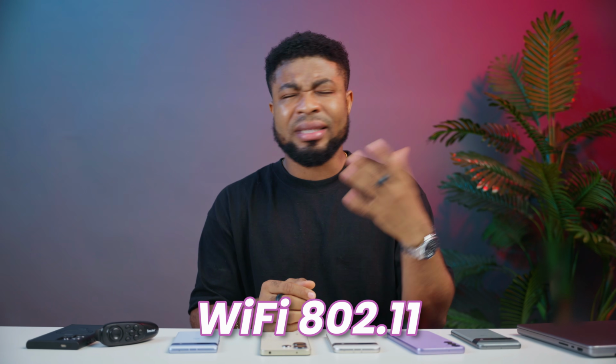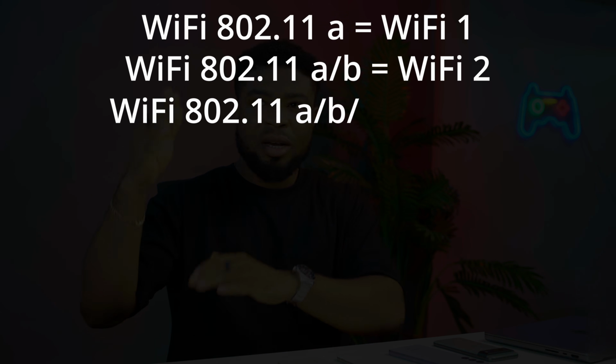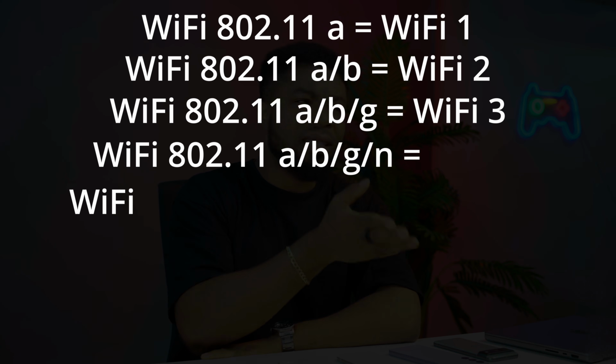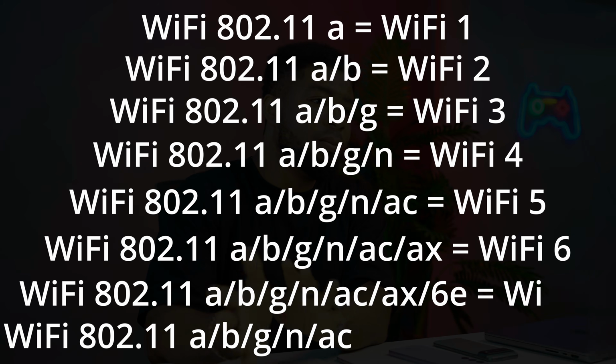Now, when it comes to Wi-Fi naming, let me just break it down a bit. Wi-Fi 802.11 is like the naming standard, and the other letters you see are the Wi-Fi generations. So Wi-Fi 802.11 A should be Wi-Fi 1, A/B will be Wi-Fi 2, G goes to 3, N goes to 4, AC is Wi-Fi 5, AX is Wi-Fi 6, you can see 6E and you can see 7. I hope you got that.